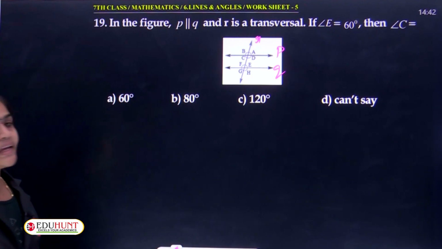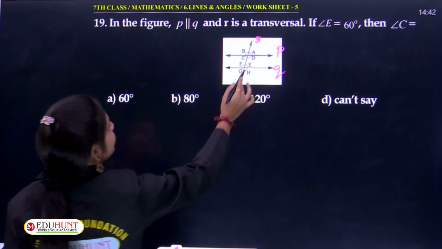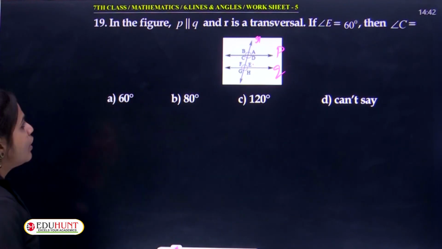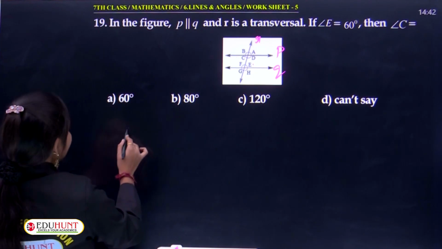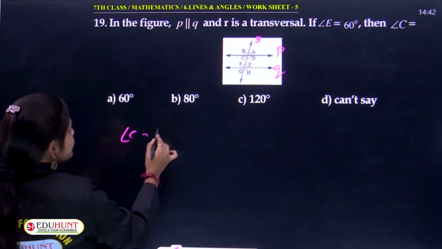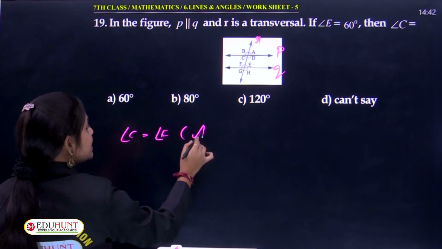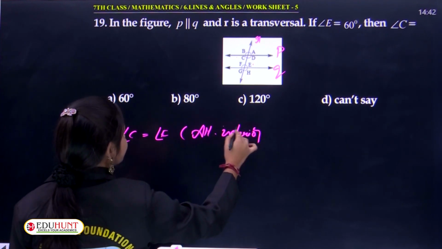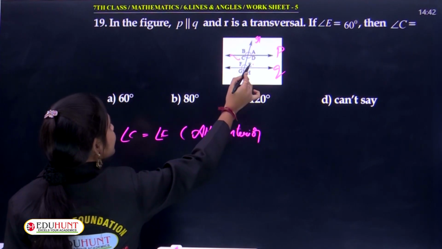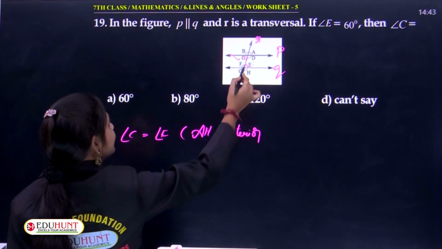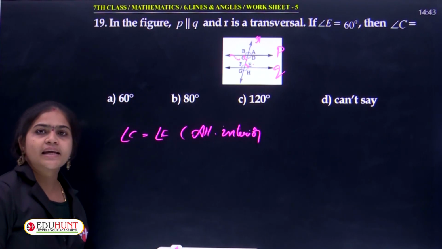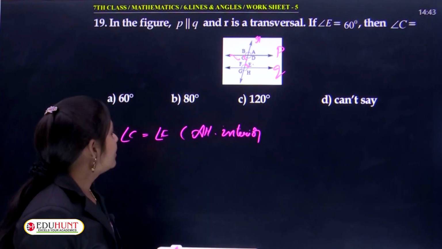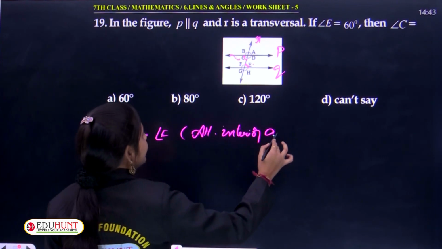If angle E is equal to 60 degrees, then angle C is equal to how much, they are asking? Here angle C is equal to angle E. What is the reason? Alternate interior angles. Angle C and angle E are alternate interior angles only, no? Those two angles lie inside the lines and lie on both sides of the transversal. Okay? That's it. Alternate interior angles.